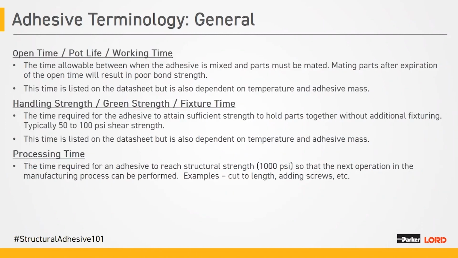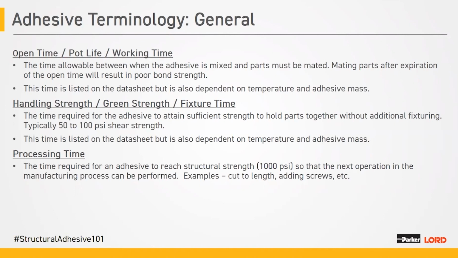On this slide, I'd like to talk about a little bit of terminology again, but this time, I'd like to talk about some terms that are kind of used interchangeably in the adhesive industry. First one is open time or hot life or working time. So those three terms essentially mean the same thing. And this is the time allowable when the two parts are mixed up until the time the parts must be mated. Mating the parts after that expiration will typically result in poor bond strength. So that's how long you have to work with the material prior to getting the two parts assembled.